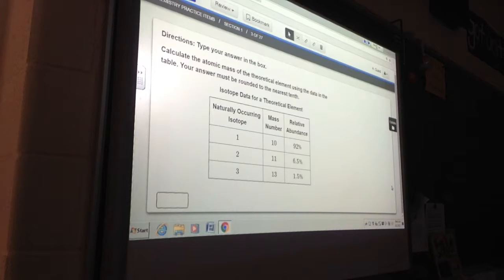So you said that up there is supposed to be percent abundance? The way it's written, it really should be percent abundance, yes. Because when we do relative abundance, it's a decimal.